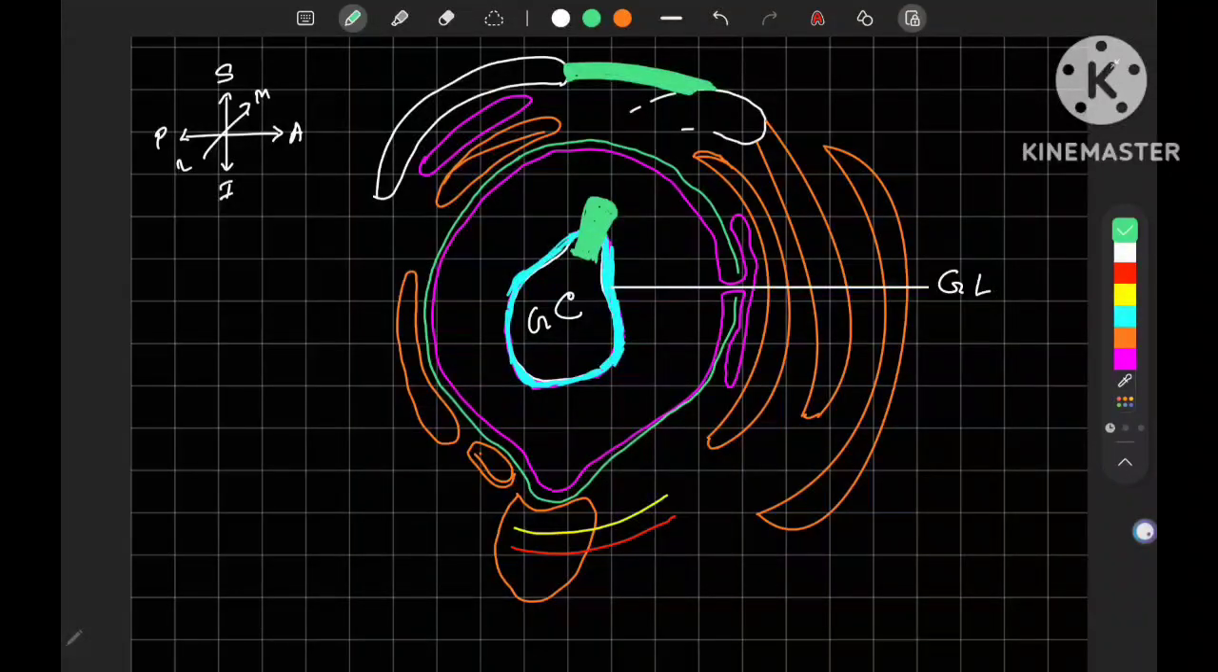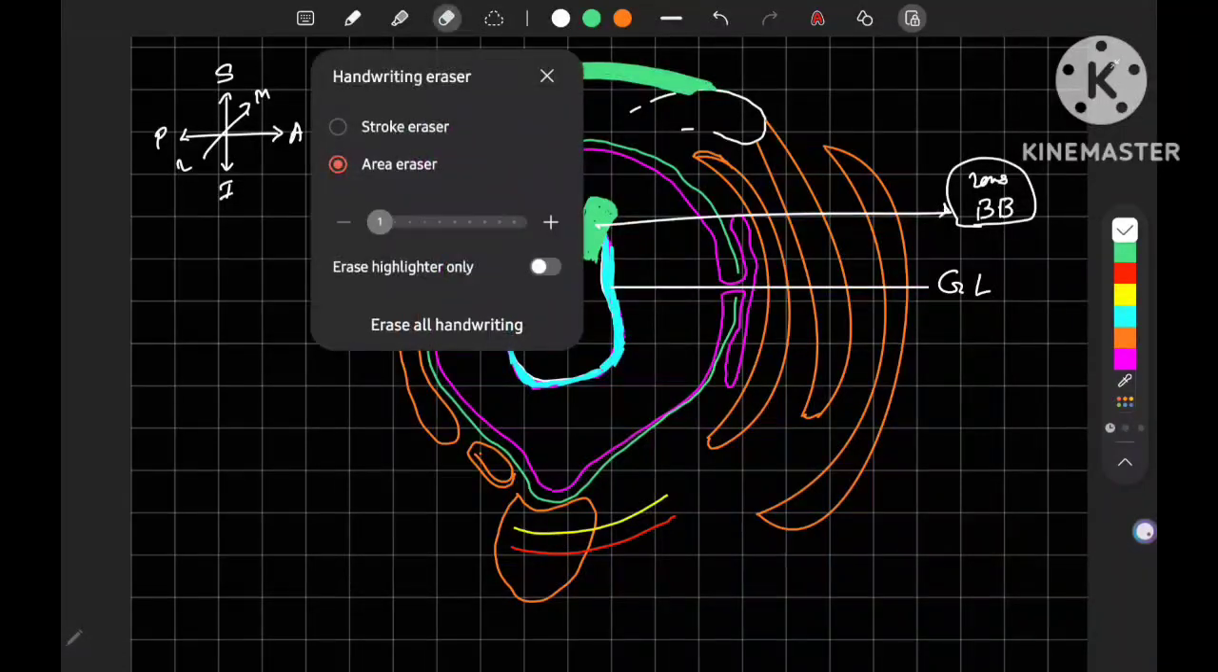This is not a ligament. This is the tendon. This is the long head of biceps brachii. Okay, long head. This is the intracapsular origin. The long head of biceps brachii has an intracapsular origin.